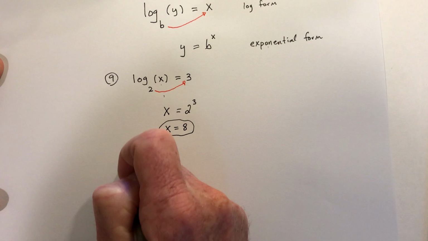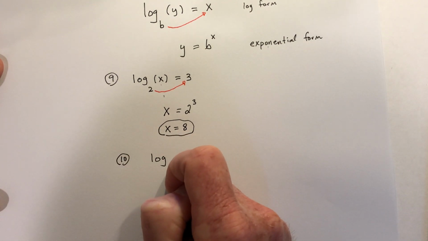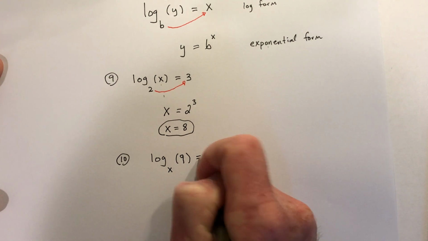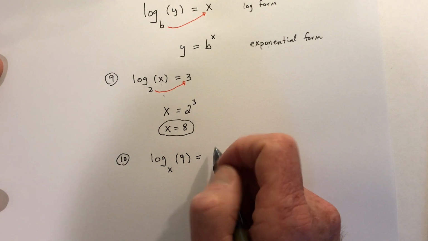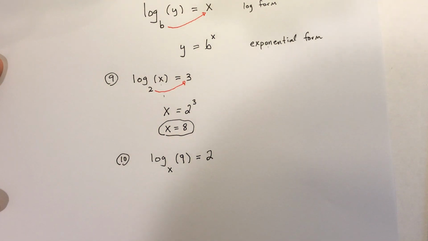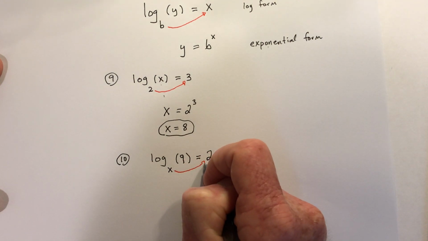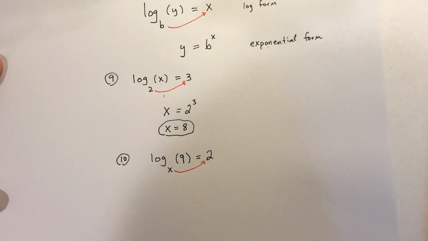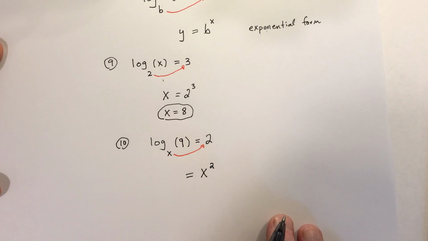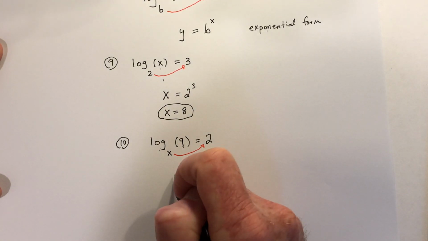And for number 10, how about if it was log with a base of x, inside the parentheses is a 9, and then on the other side is a 2. So this is a great time to use the red pen and make the little arrow saying that x is going to get raised to the 2. So on the right side, it's going to have x raised to a 2, or in other words, x squared. That gets rid of the logarithm, then it equals a 9.